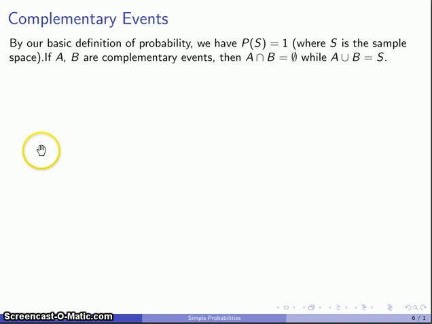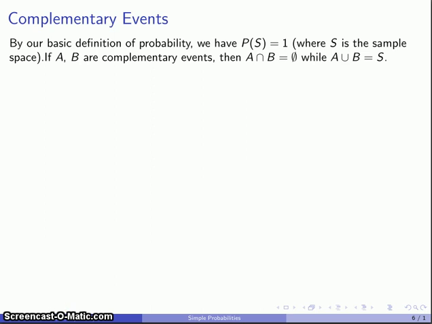Again, if A and B are complementary events, then first off, the intersection has to be empty, because if one of them must occur but not the other one, then that means there can be no outcome common to both. In addition, because one of them must occur, the union of the two has to be the entire sample space. Something in the sample space has to occur, and whatever that is, it's either something in A or it's something in B.